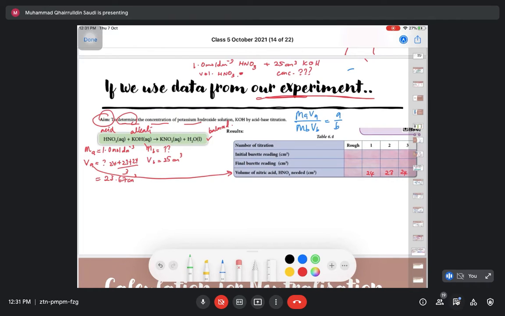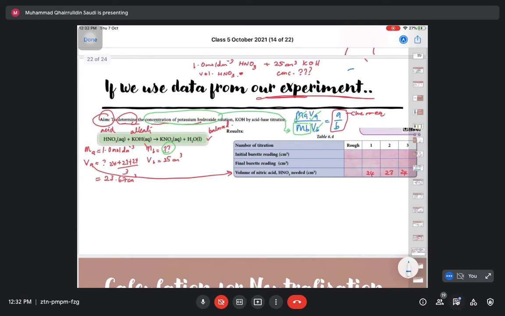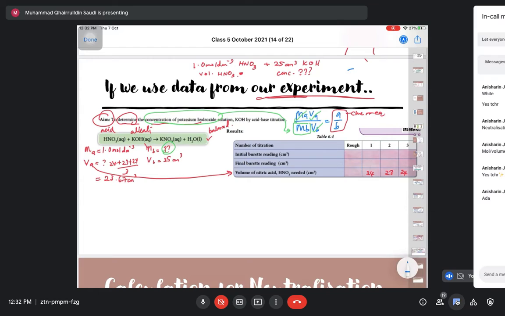So now we have MA. We know what MA is, and from the experiment, we know the VA. From the experiment also, we know the VB. We want to find MB, right? The concentration of potassium hydroxide is our MB, so MB is what we want to find. What is A? A and B are from the chemical equation. Can someone please tell me what is A and what is B?